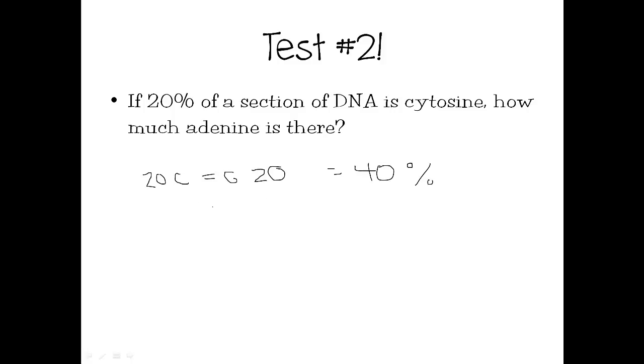Now, we can only ever add up to 100% when we're looking at something here. So 100 minus 40 gives us what percent? That gives us 60. So 60% is left to be divided between A and T, because those are the other two bases that are equal to each other in DNA. So what you do is you're going to take 60 and divide that in half. That means that 30% is made out of A, and 30% is made out of T.